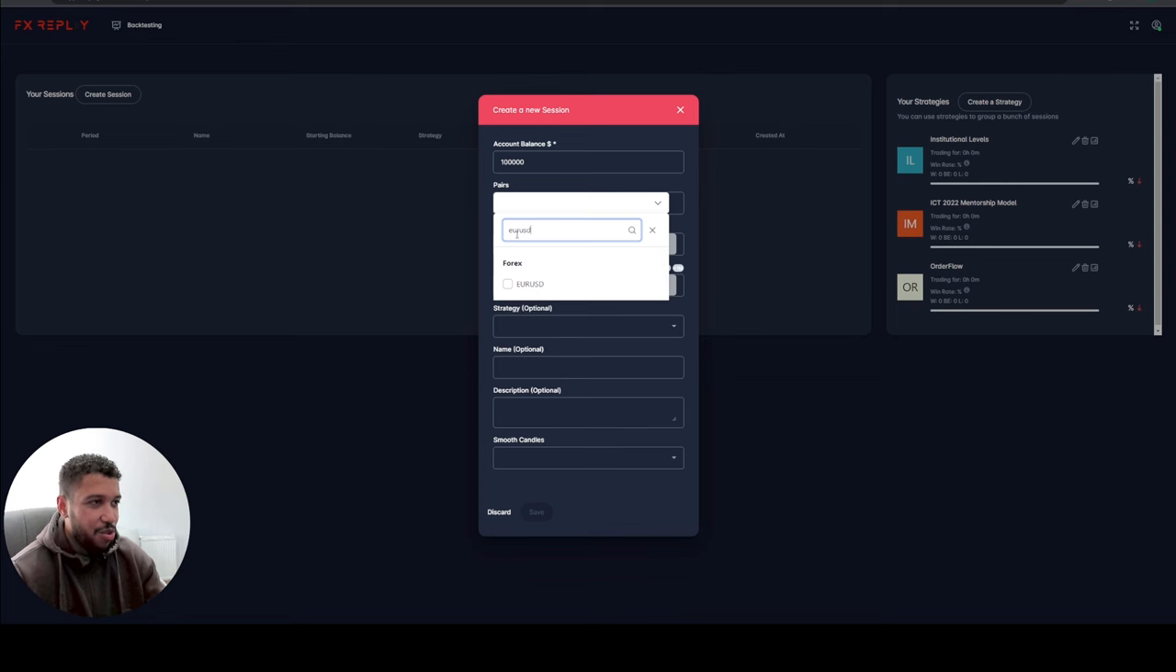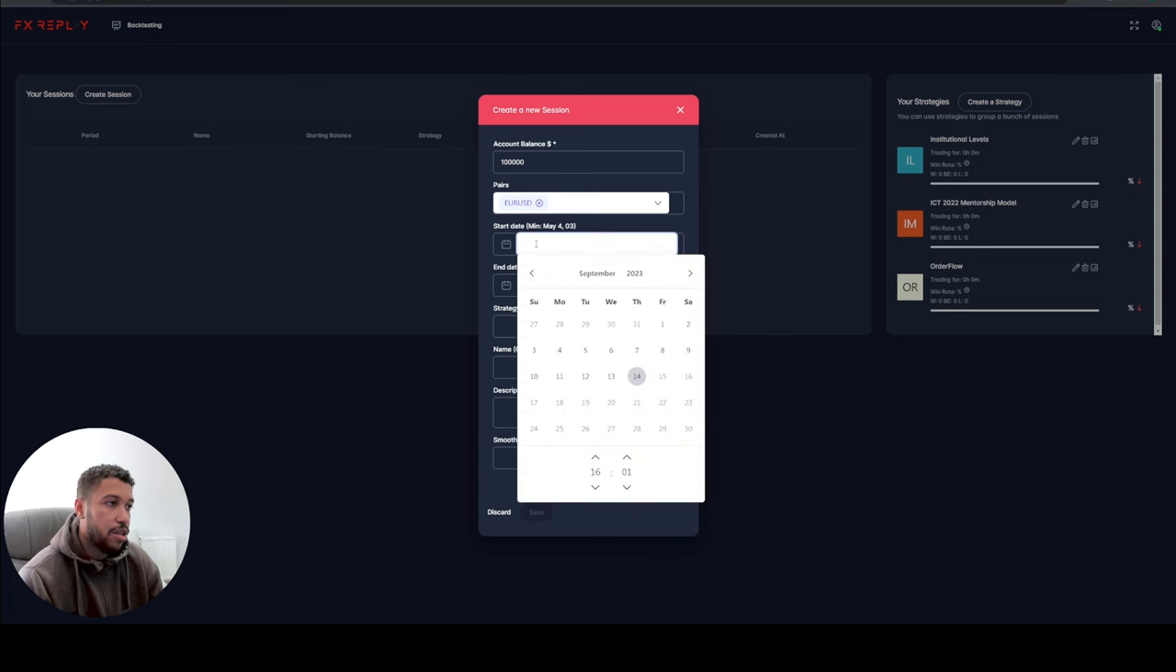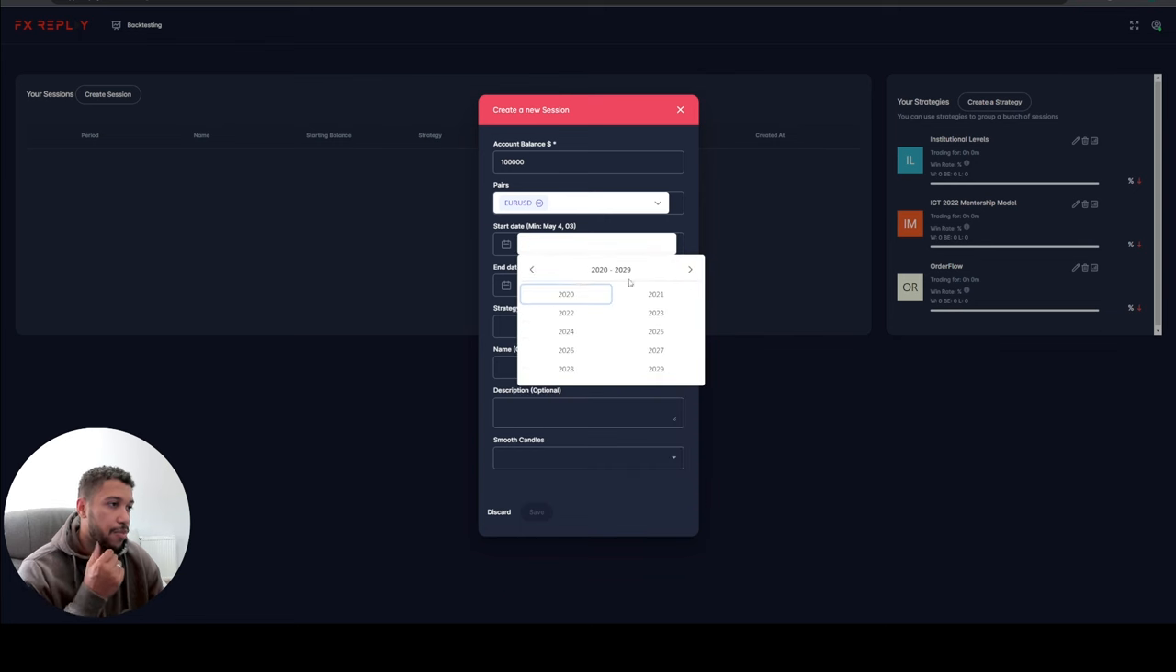And then I'm going to go to EURUSD because that's my main currency pair that I trade. And I'm just going to be doing it for 1 month, right? So we have to pick a start date here. I'm going to go back a few years because the most recent years I've already backtested and I know that data quite well. So I'm going to go back to 2017 and let's hit, say, March.